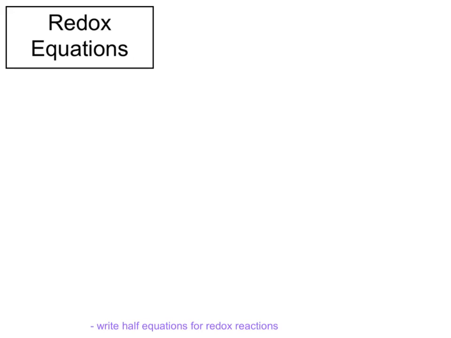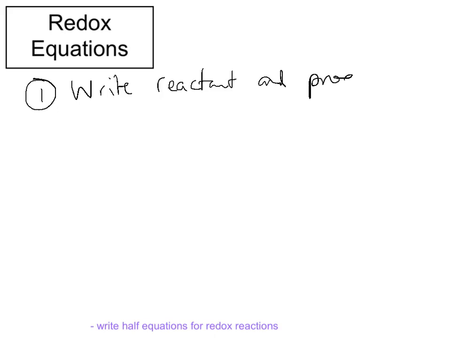So the first step for writing a half equation for redox reactions is to draw an arrow and to write the reactant on the left-hand side and the product on the right-hand side, ignoring the fact that the question might say it happens in acid solution or water might be made. All you're going to write is the reactant and product. So that's your starting point.